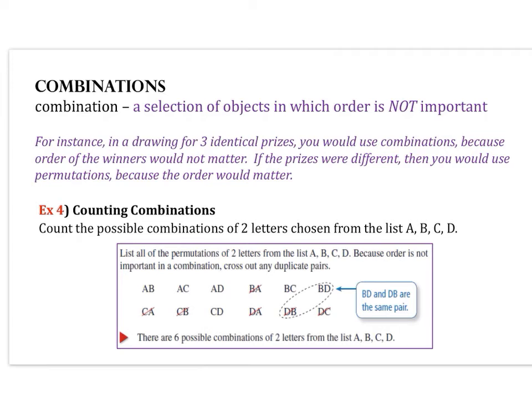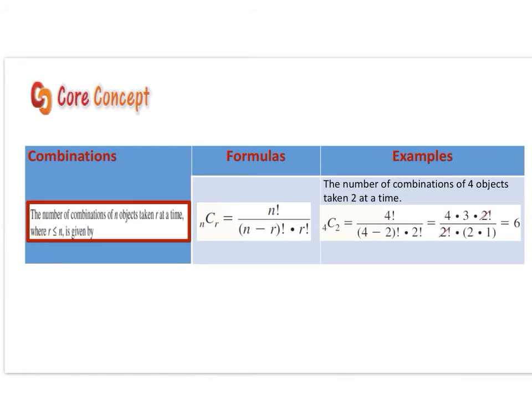And then the CA, the CB, the DA, the BA, the DC. So there are 6 possible combinations of 2 letters from the list A, B, C, and D. So this leads us to a formula for combinations.